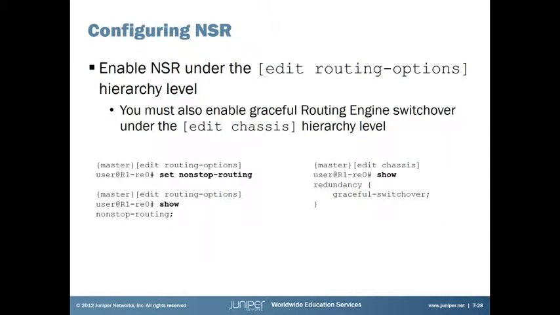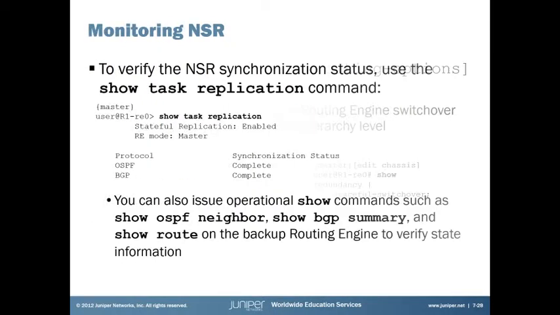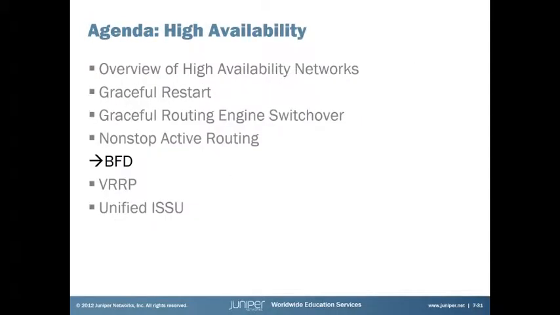Okay, so enable NSR under the edit routing-options hierarchy. You must also enable graceful routing engine switchover under edit chassis, and we can verify that it is operational there. So essentially, if one of our routing engines dies, NSR immediately takes charge and makes sure that our neighboring routers are never affected by that change. Everything keeps going as usual.